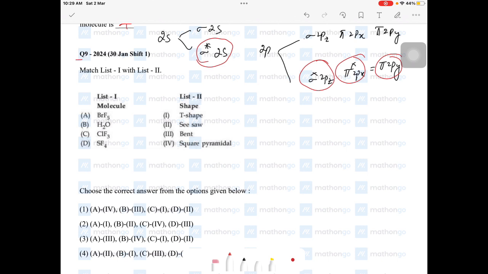Next question, question number 9, 2024, 30th Jan, shift 1. BrF3: bromine is a group 17 element, containing 7 electrons. Out of 7, 5 are involved in bond formation and the remaining are non-bonding. So 5 bond pairs and 1 lone pair, total 6. 6 means hexa, octahedral, but with 1 lone pair and 5 bond pairs, it is square pyramid.